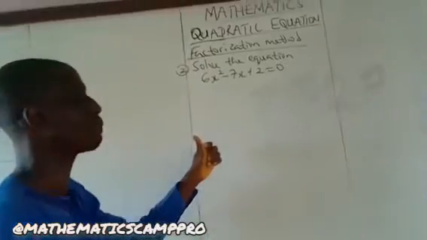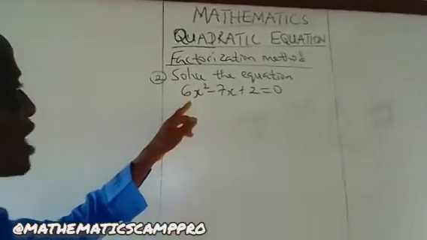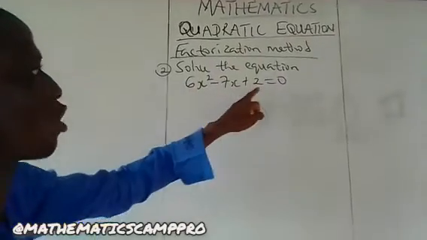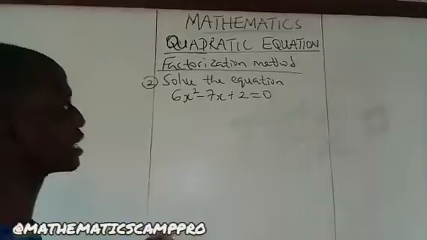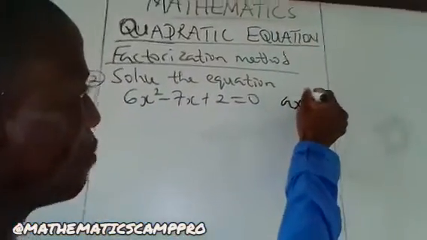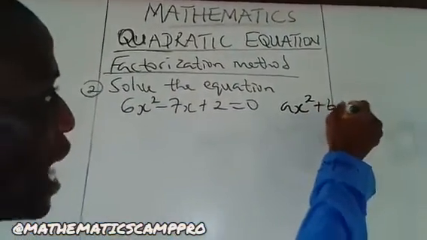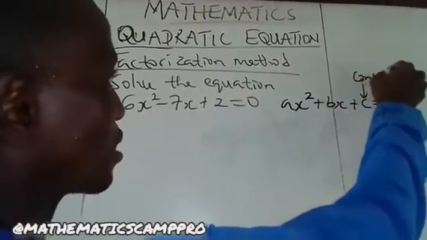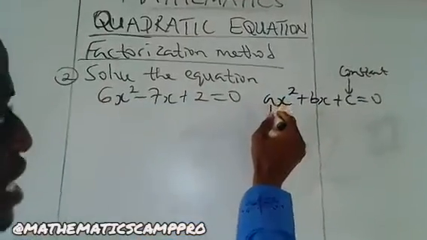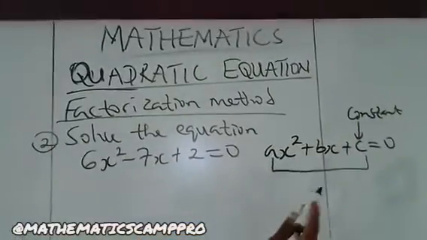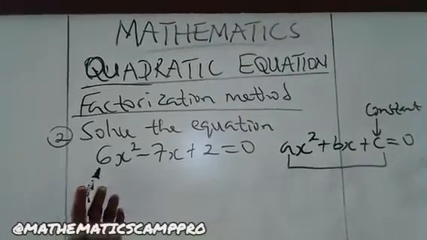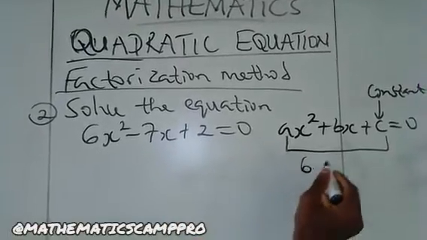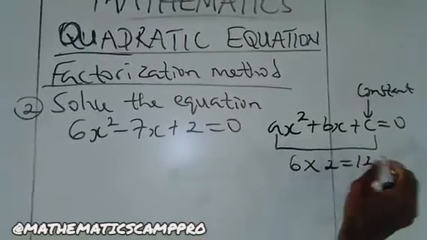If you look at the first example that I did, you ensure that you pick the coefficient of the highest degree of the unknown and multiply it with the constant. What I mean by the constant, when you compare it with this form, ax squared plus bx plus c equals 0, this is your constant, c. Now we have 6 multiplied by 2. That is 6 times 2, I'm going to have 12.